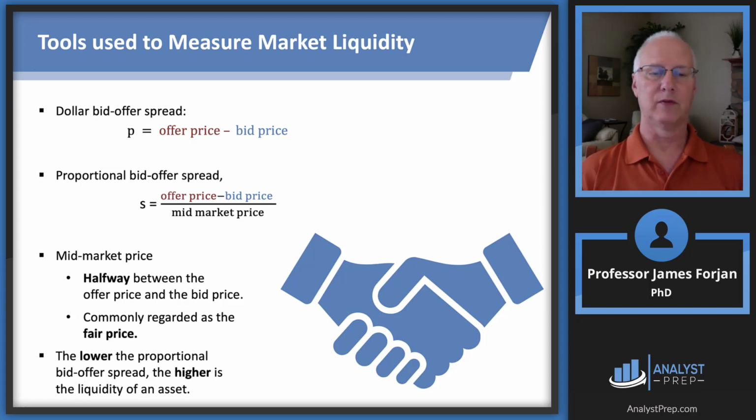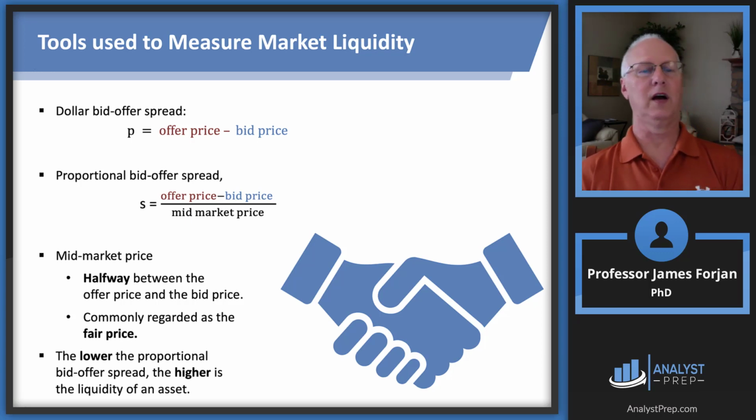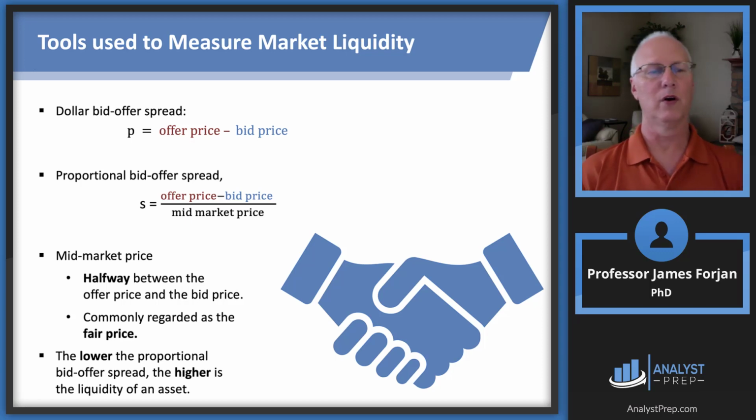Now notice that final bullet point down there at the bottom. This is probably a great exam question. The lower the proportional bid offer spread, the higher is the liquidity of an asset. In other words, for the market maker, the easier it is for him or her to replenish his or her inventory.